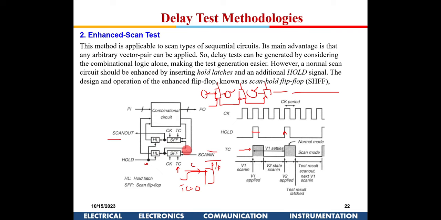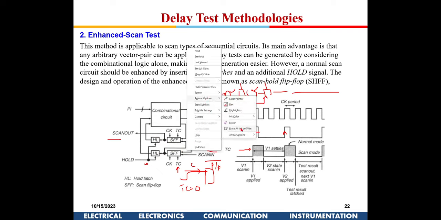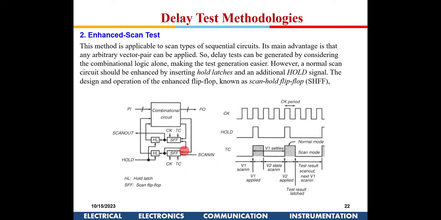Is it okay? Let me explain once again. First, when TC is equal to 0, these flip-flops don't take input from the combinational logic. TC is known as test condition, and since it is active low, when it is low it doesn't take input from the combinational logic. Instead, all these flip-flops are connected in series, so I give a scan-in from an external vector.